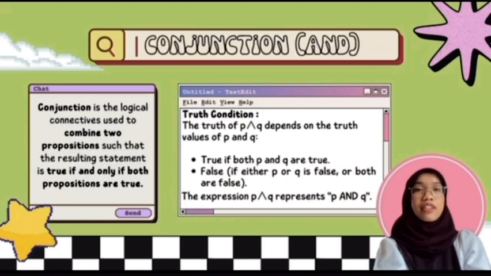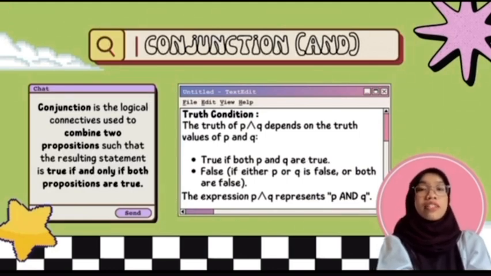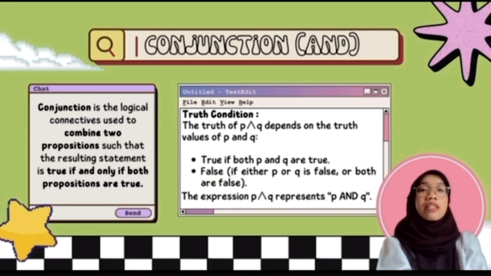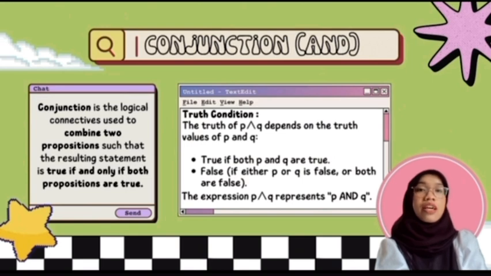What is conjunction? Conjunction is the logical connective used to combine two propositions such that the resulting statement is true if and only if both propositions are true. The truth condition for conjunction is that the truth of P and Q depends on the truth value of P and Q. It is true if and only if both P and Q are true, and it is false if either P or Q is false or both are false.